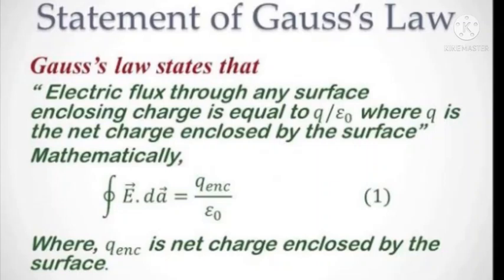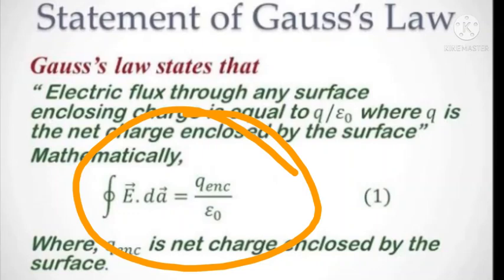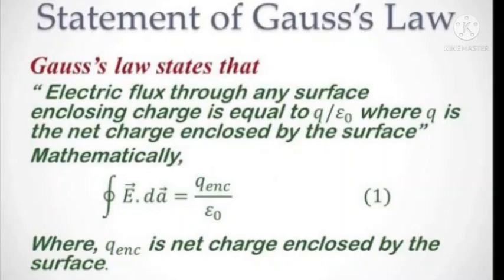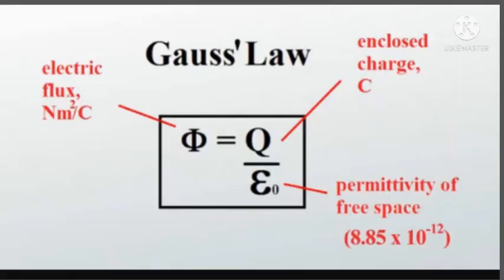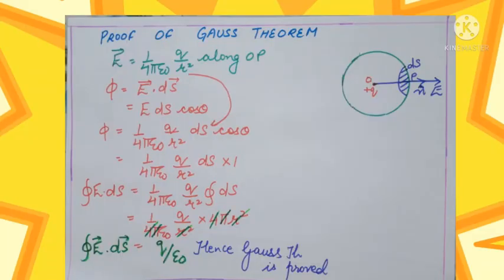Gauss theorem can be mathematically expressed as closed integral of E dot dA equal to Q over epsilon naught. In other words, we can say electric flux phi, which is equal to closed integral of E dot dA, is equal to Q over epsilon naught. Here Q is the charge enclosed by the body and epsilon naught is the permittivity of free space. Children, let's start with the proof of Gauss theorem.